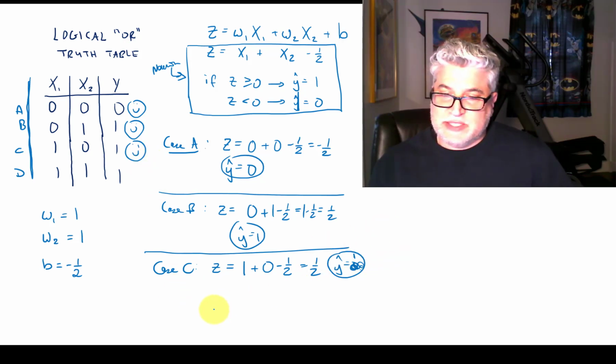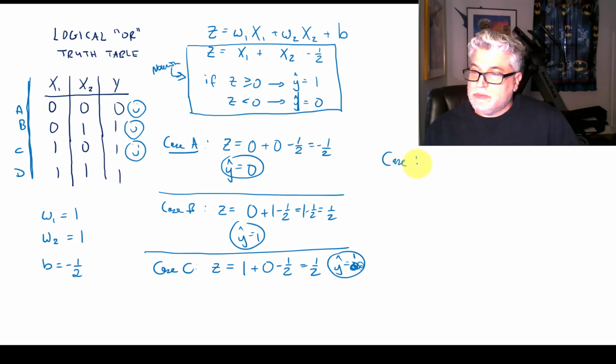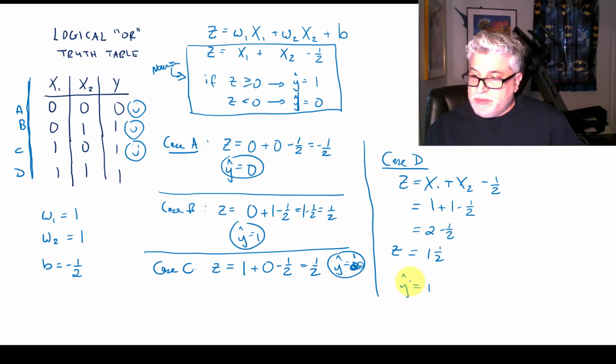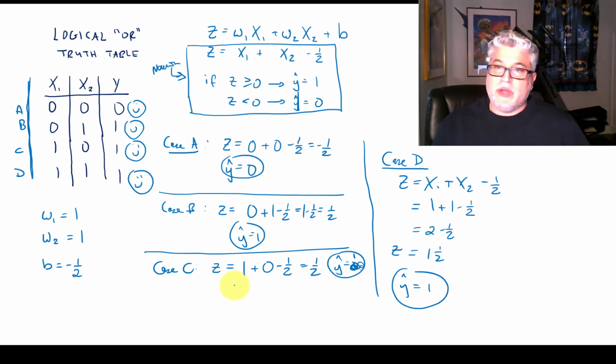And finally, with case D, let's try that out. There's our neuron. We're going to plug in 1s for x1 and x2. That's 2 minus a half, which is 1.5. That's a positive number. Since z is positive, our y hat is true, is a 1. And so we get all of the appropriate values for our output.